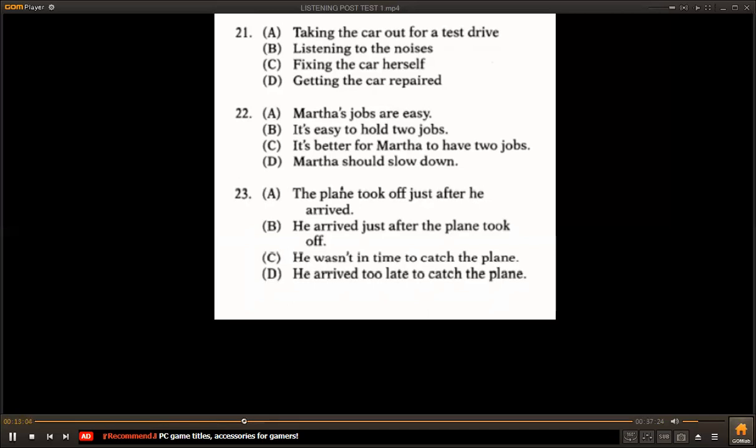Number 23. Did you get to the airport in plenty of time? There was scarcely enough time to get there. What does the man imply?